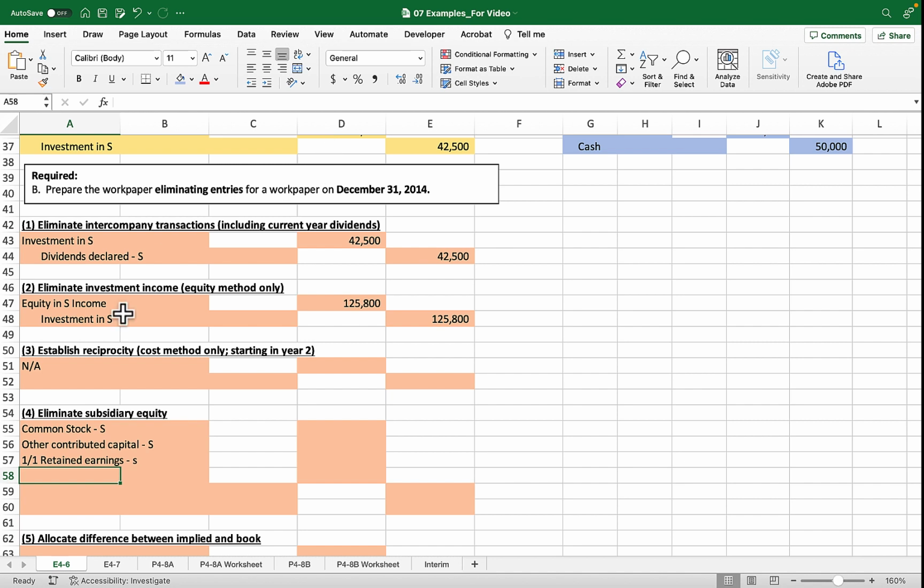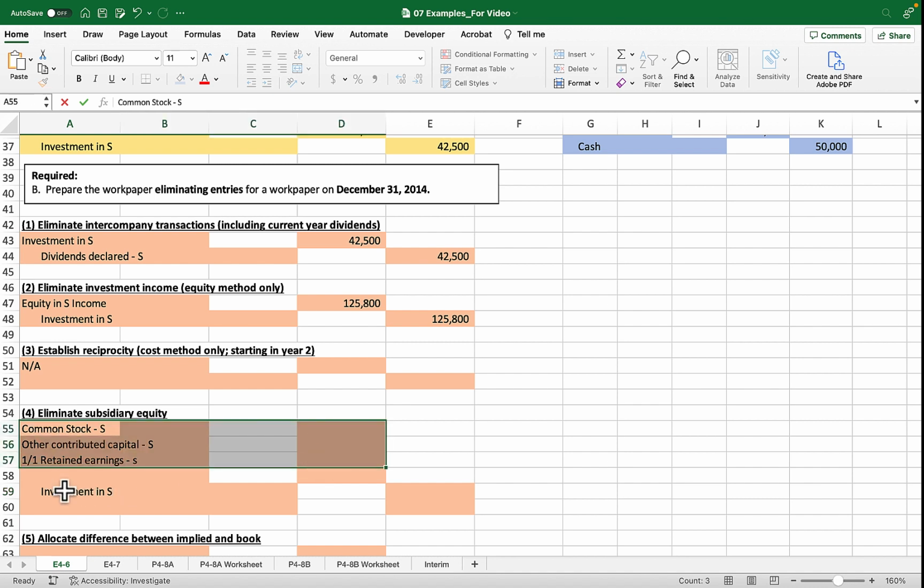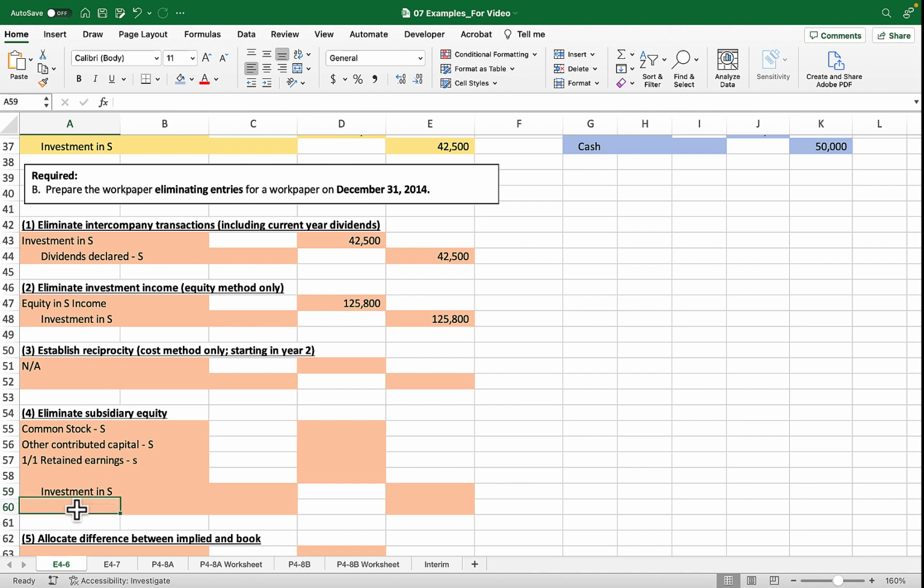Okay, so I'm going to go through and do all of the account names, then we'll come back and talk about amounts. So next, we know we need to get rid of investment in S. Investment in S is normally a debit balance, so we are going to credit it. So we've got rid of our subsidiary equity. We got rid of investment in S. And now we need to establish our non-controlling interest. That's a new equity account. So we're going to credit non-controlling interest.